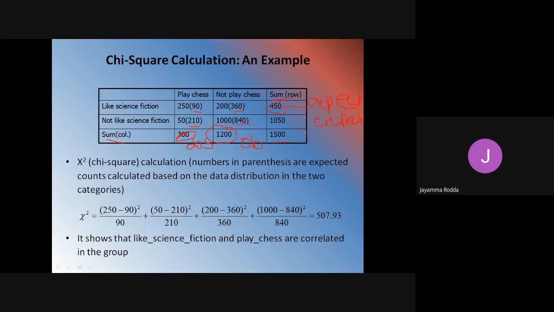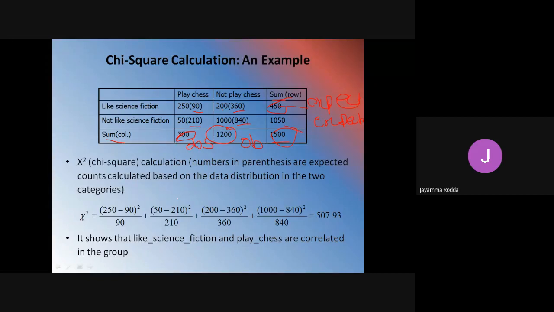So totally there are 1500 numbers, from which you have to identify how many of them will be liking chess, how many of them like science fiction along with playing chess, and how many of them like science fiction but do not play chess. So that's what we have to identify here.